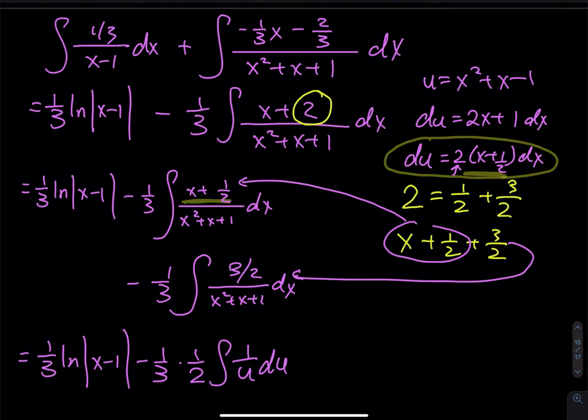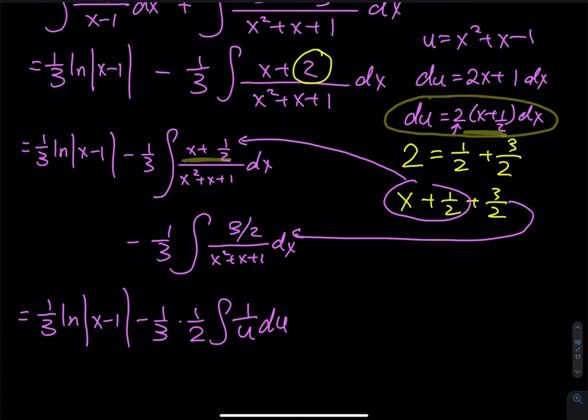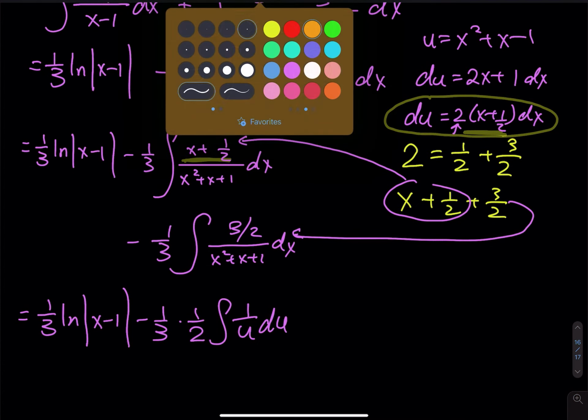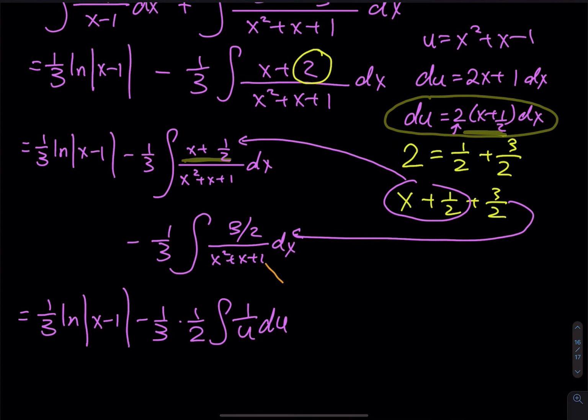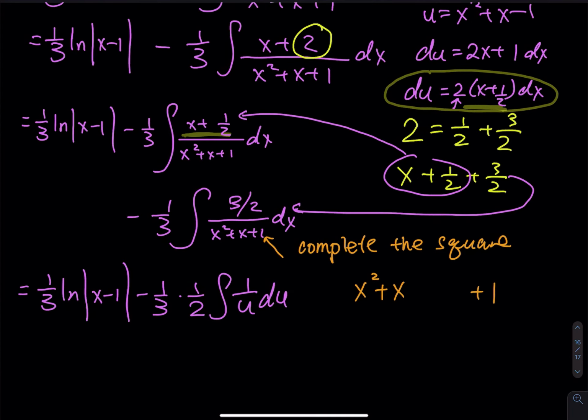This is taking the benefit of the u substitution. And then what about the 3/2? The 3/2 and the 3/2, we have to do some work for it. So we have to do completing the square. Complete the square. So we have to do x squared plus x and then save some space, and then we add 1 to it for the quadratic equation.